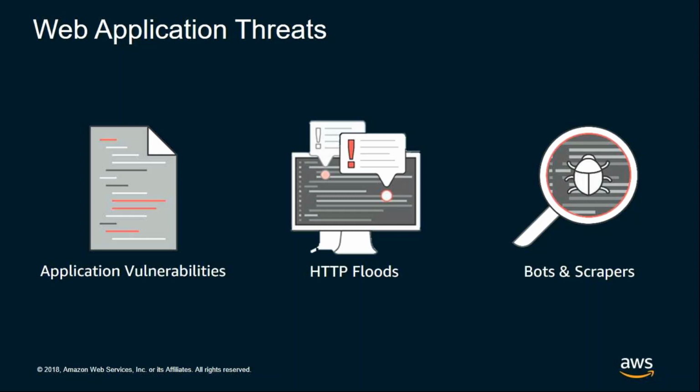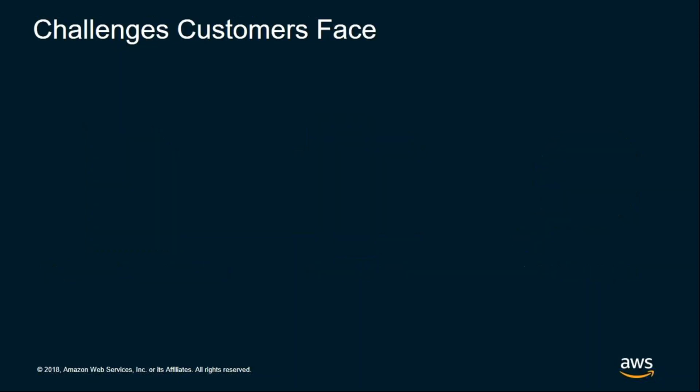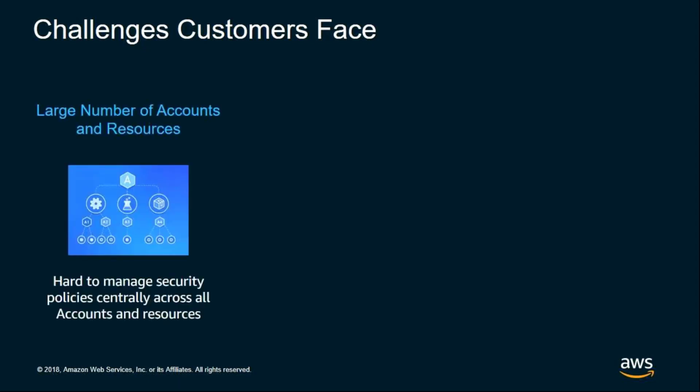There are various tools available on AWS. But one of the things that we hear from customers a lot is there are tools available on AWS, but there are still challenges that they face in protecting these applications across their organization. First one being, typically in a large organization, there are a large number of accounts and a large number of resources, and applications tend to be spread across these accounts and resources. It's really hard to manage security policies and have them consistently enforced across all the accounts and resources.